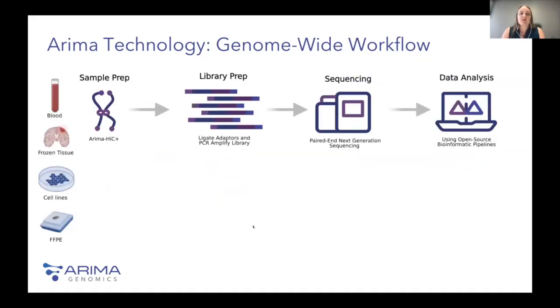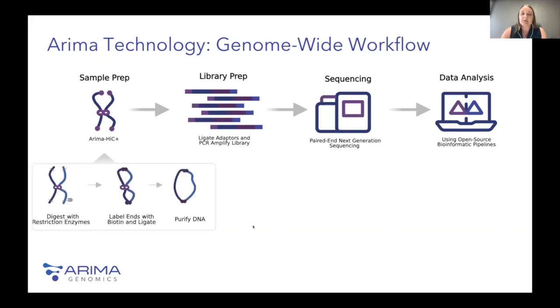The general workflow of ARIMA's Hi-C technology begins with sample prep using our kits. ARIMA's kits work with a wide variety of sample types and input amounts, including cell lines, frozen tissue, and even FFPE tissue, which is very common for profiling of tumors in cancer research.